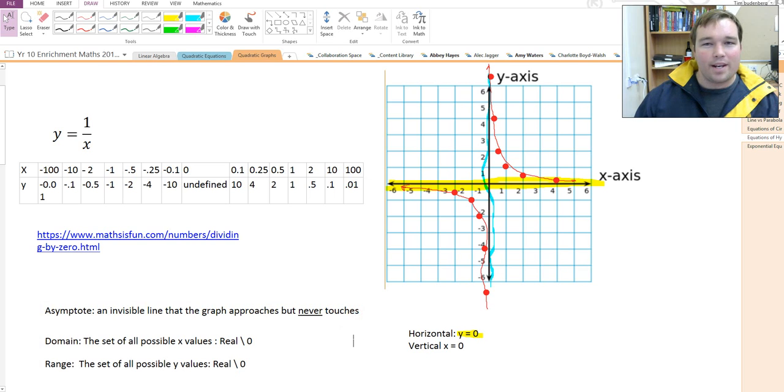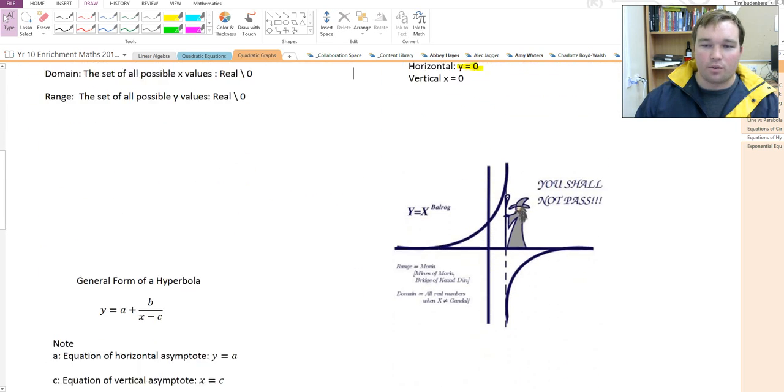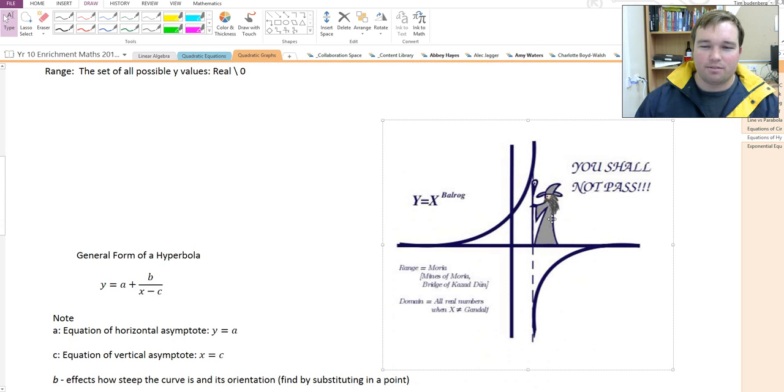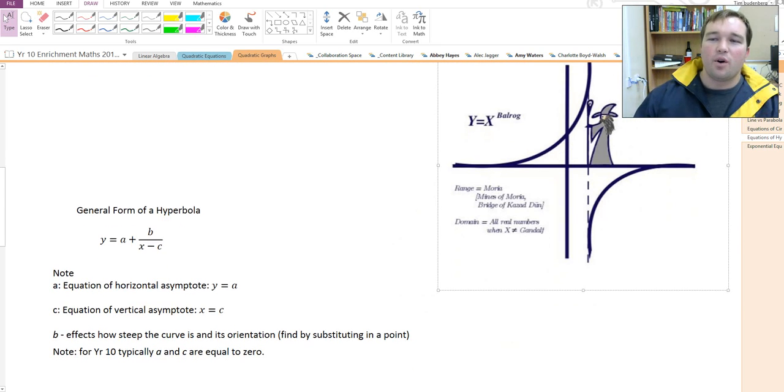Now, when does this change? Oh, if you like Lord of the Rings, the Balrog function. Quite cool. Alright, and yes, I do have that on a t-shirt.